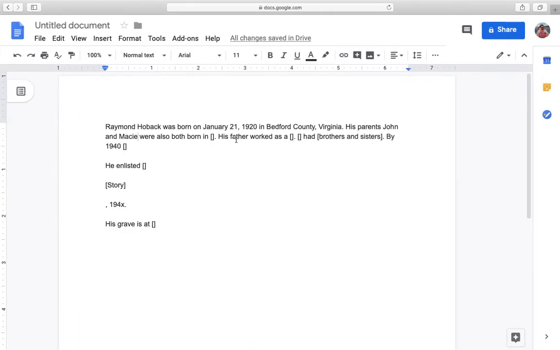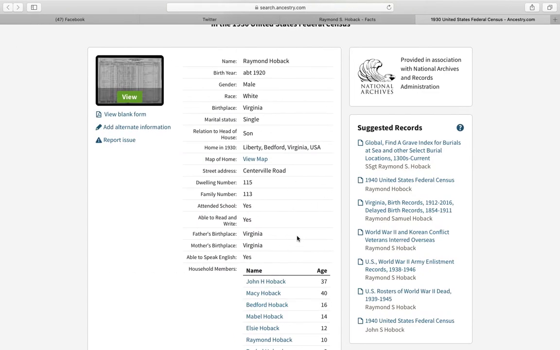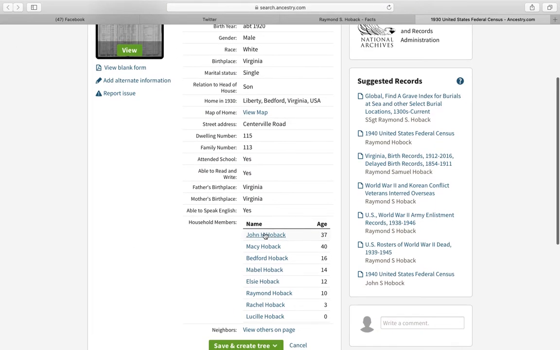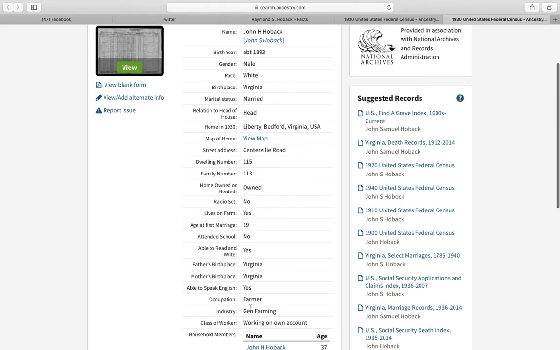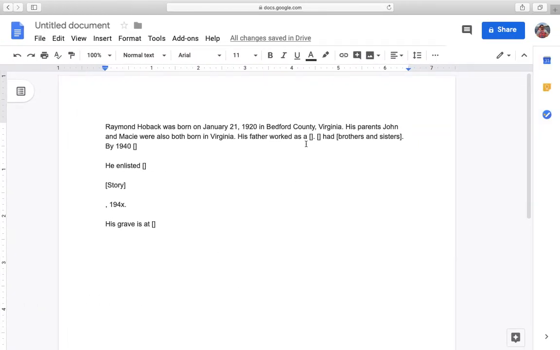It says here his father and his mother were both born in Virginia. So we can fill that out here. Now, what was his father's occupation? We can also find that from census records. We're going to click on to John Hoback. Put that in a different tab. Scroll down to his occupation. He was a farmer. So we'll put down that his father worked as a farmer.